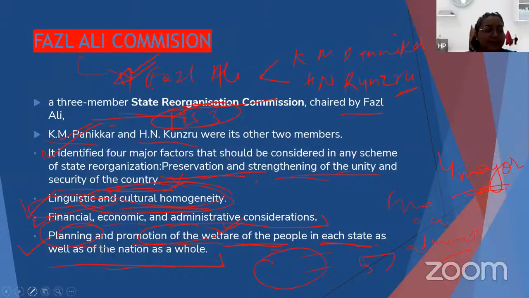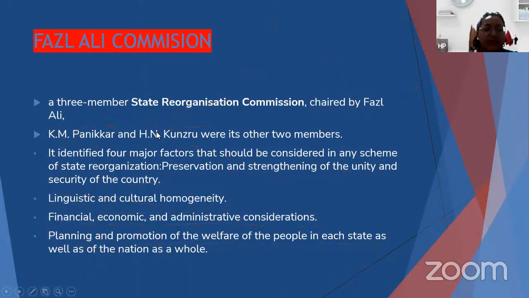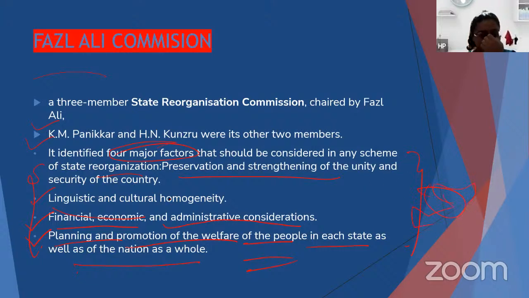So these were the four parameters. These are the major four factors that the Fazal Ali Commission identified. First was preservation and strengthening the unity and security of our country. Next उसने बोला linguistic और cultural homogeneity होना चाहिए. C, financial, economic and administrative consideration होना चाहिए. And D is planning and promotion of welfare of people in each state as well as of the nation as a whole. Promotion of welfare हर state में as well as पूरा nation में. Okay, this is what they mean. So this is what the Fazal Ali Commission stated.